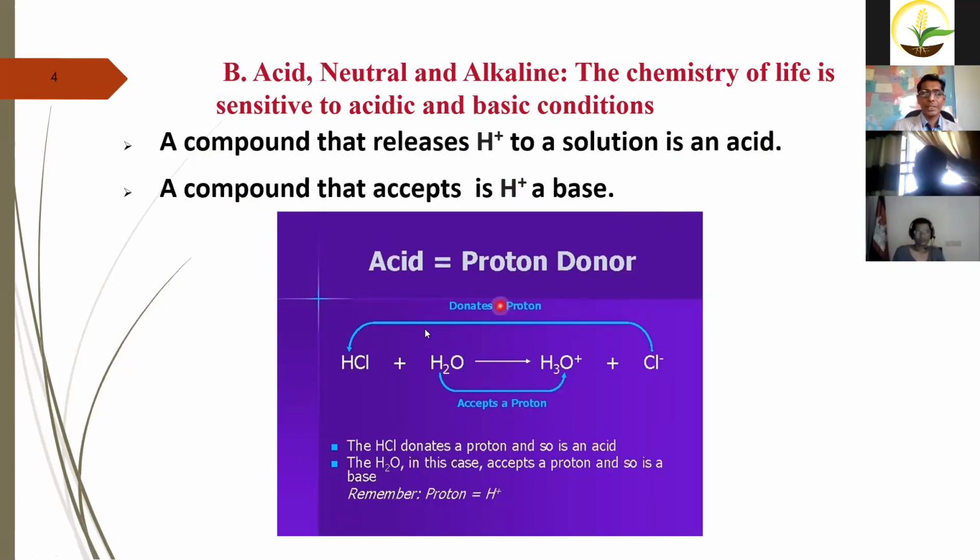So when hydrochloric acid donates the hydrogen to water, it creates H3O plus. The water accepts the proton and the hydrochloric acid donates the proton. Because it donates the proton, we call it acidic. In this regard, the H2O, the water in this case, accepts a proton and is basic. So this is an acid-base reaction.